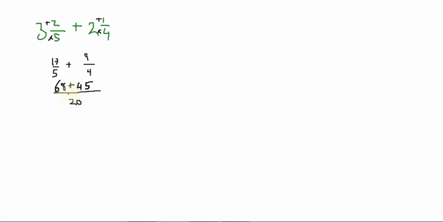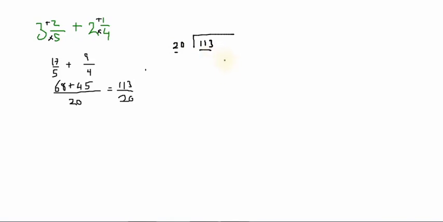Now when we add up these two things, we have 68 plus 45. Here we have 8 plus 5, which is 13. 3 carry 1. Now we have 6 plus 4, which is 10, plus that one is 11. So 113 over 20. Now if we say 113 divided by 20, look at this. Let's use long division.